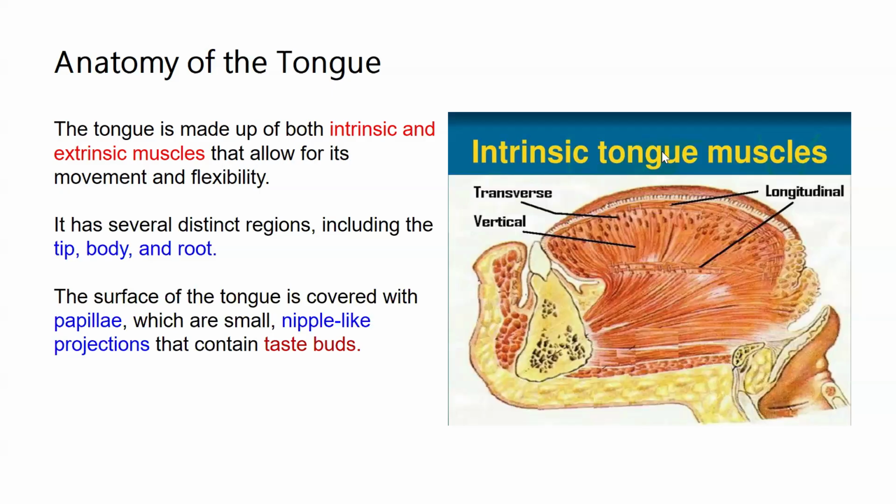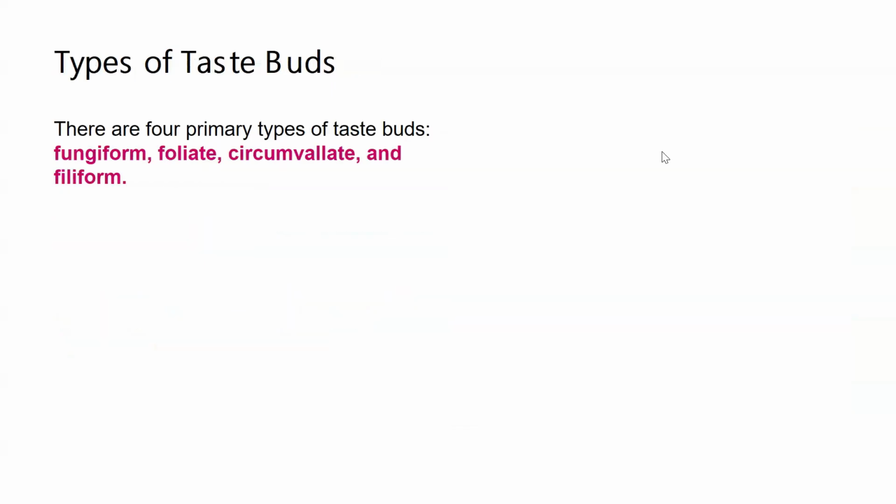So you see the surface of the tongue, it is covered with two important structures. The first structure is papillae, the nipple-like projections. The papillae are very small, and the nipple-like projections contain taste buds. So what are the different types of taste buds?